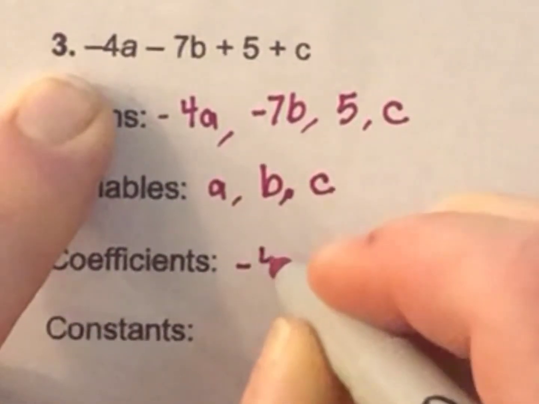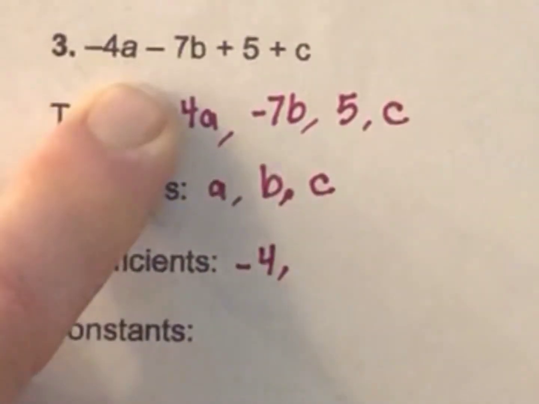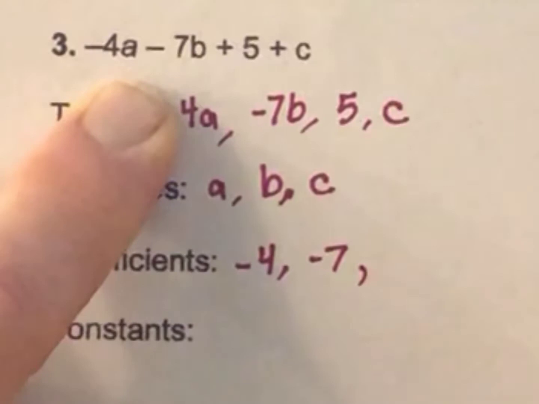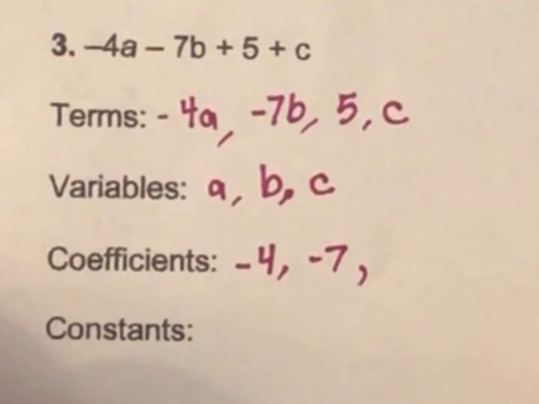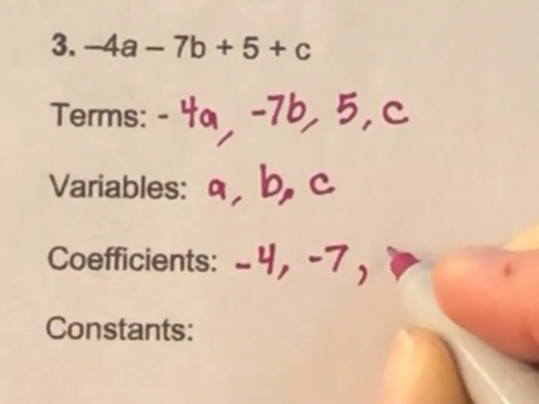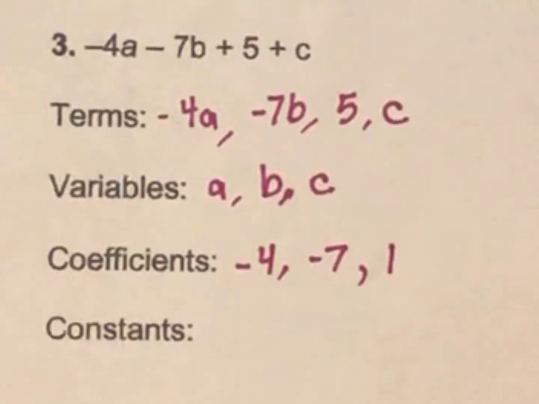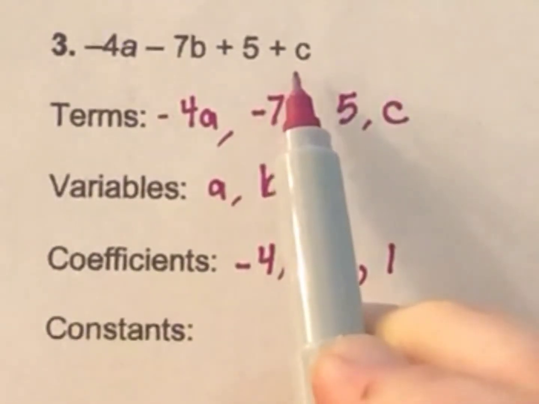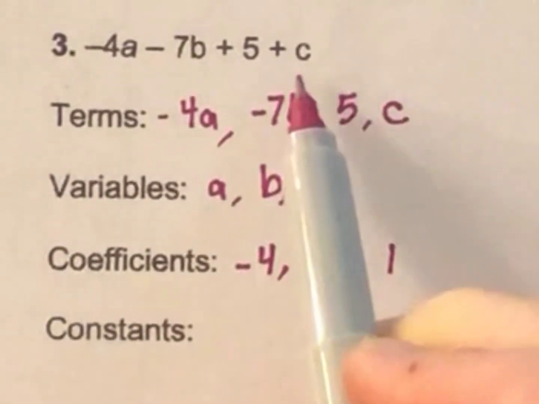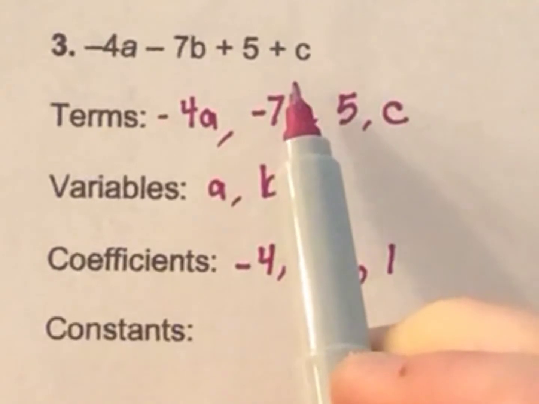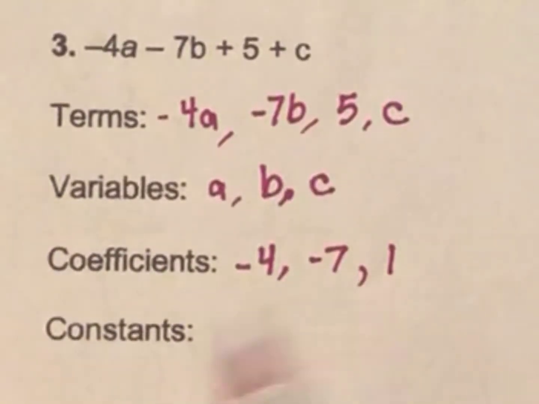Negative 4. How many b's? Negative 7. How many c's? You could either say that c doesn't have a coefficient, or you could identify that it has a hidden coefficient of 1. I'd like for you to go ahead and write the coefficient of 1, just so you get comfortable and you understand that there actually is a coefficient in front of a variable that does not have one. It's always 1.